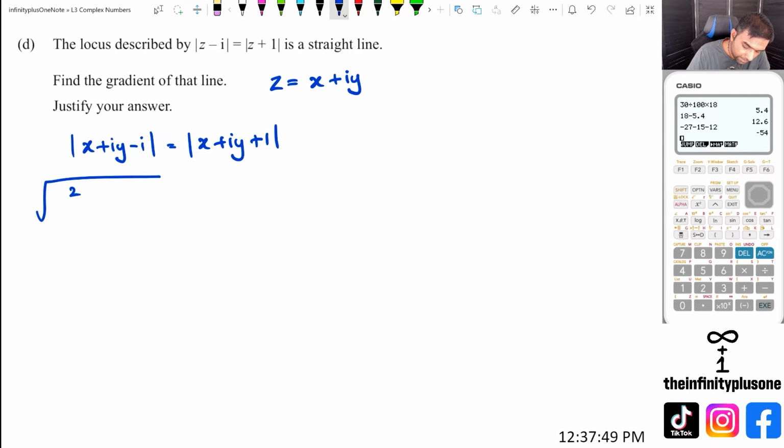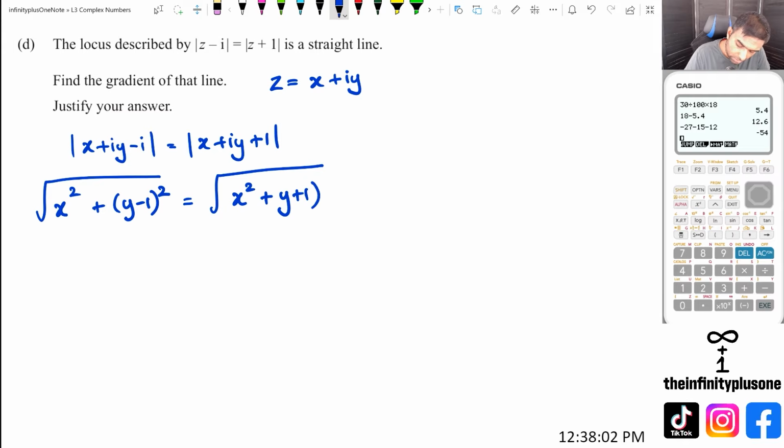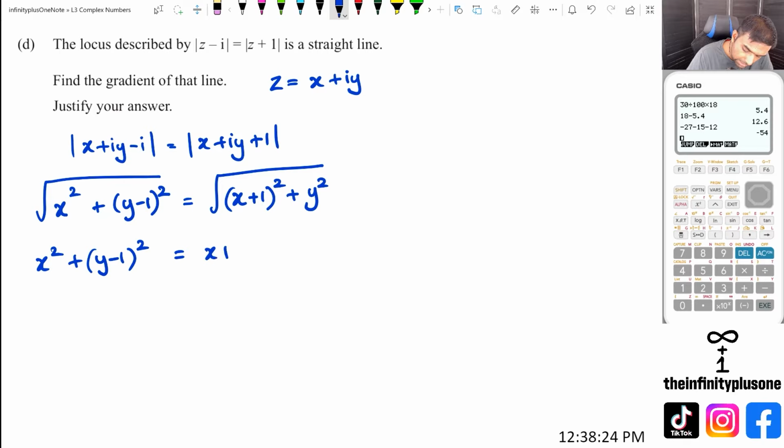Actually, I don't need the bracket there because that's the real part, plus the imaginary part, which happens to be y minus 1 squared, equals, and on this side I'm going to get the square root of x plus 1 squared, sorry, I should actually do the reals first. So that's x plus 1 squared. That's the real part, and then the imaginary part is just the y. So now I've got square roots on both sides. When I square it, the square roots disappear. So I've got x squared plus y minus 1 squared equals x plus 1 squared plus y squared.